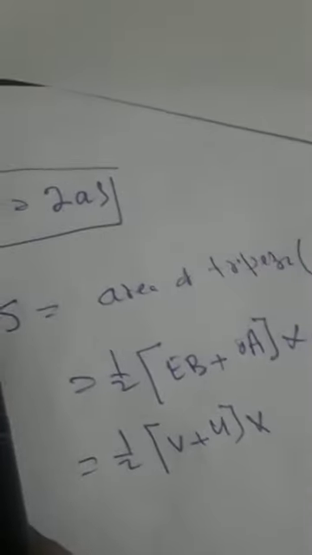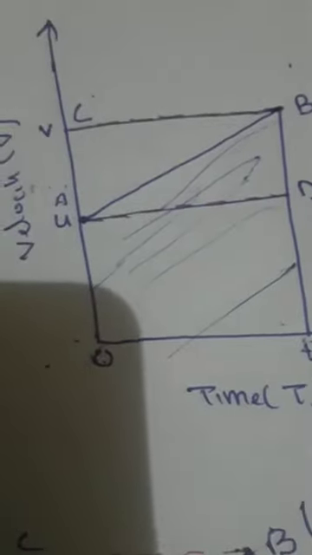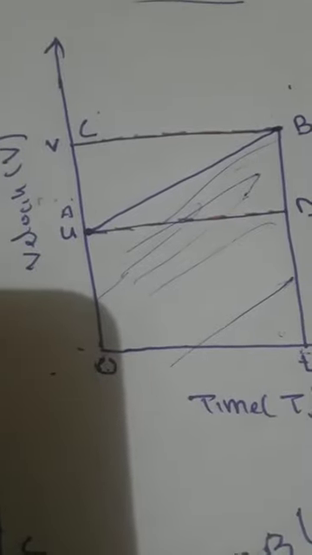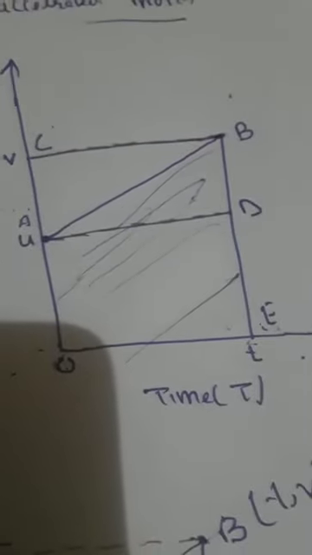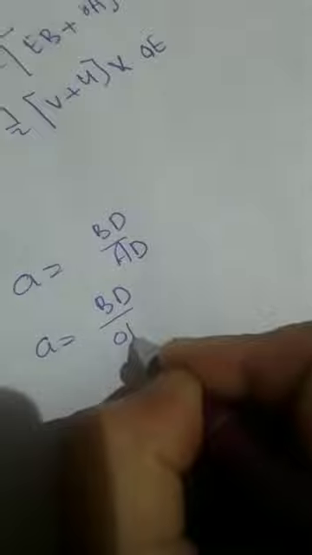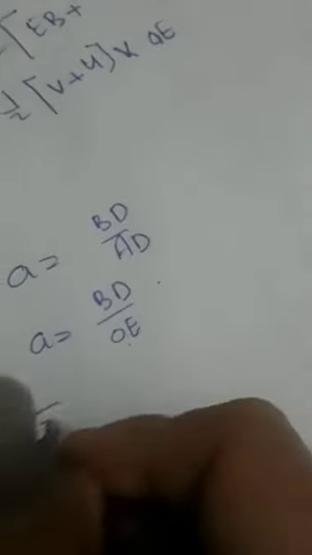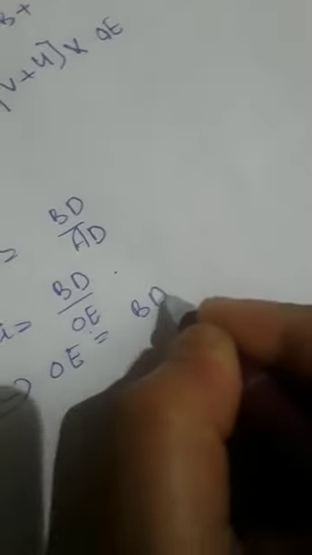Plus U multiplied by OE, or time. But if I look at the equations of motion, time is not mentioned in this one, so I have to change it. How will I change it? How will I change time? Instead of OE, time can be written in another form. How can we write it? If I again look at the slope of the graph, acceleration is equal to BD divided by AD. But AD is equal to what? AD is equal to OE. This means I will write A is equal to BD divided by OE. I have to change OE, so OE is equal to BD divided by A.